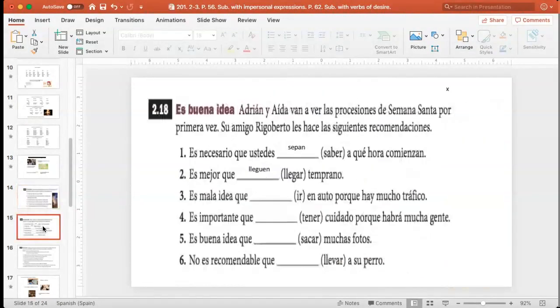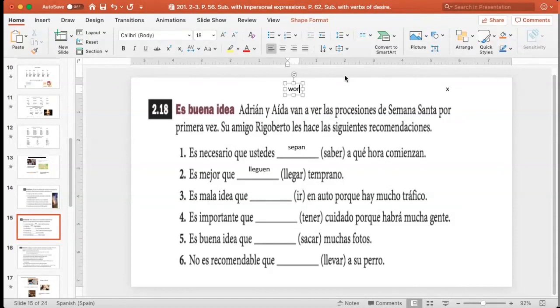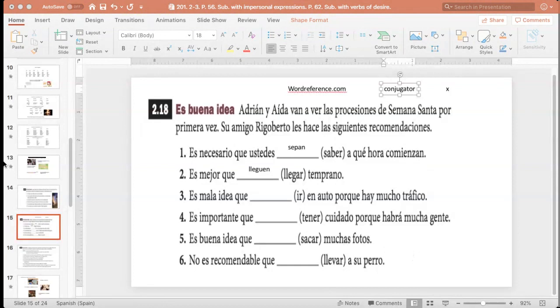go to a website, I recommend to you, okay, wordreference.com, no? Wordreference.com, okay, and there is a section where you can click conjugator, conjugator. Okay, just a moment.